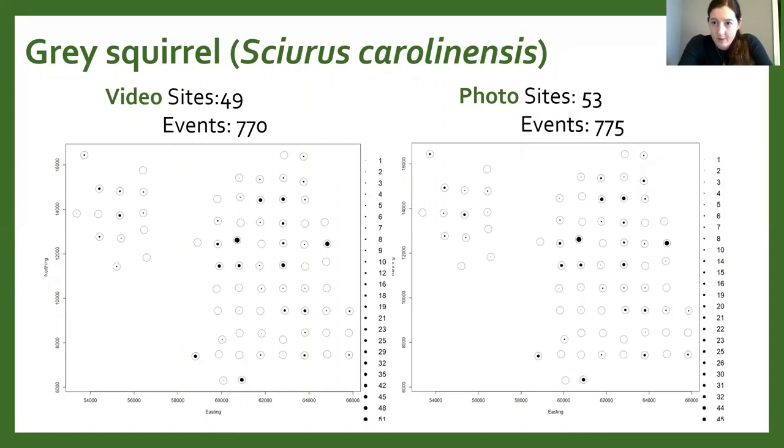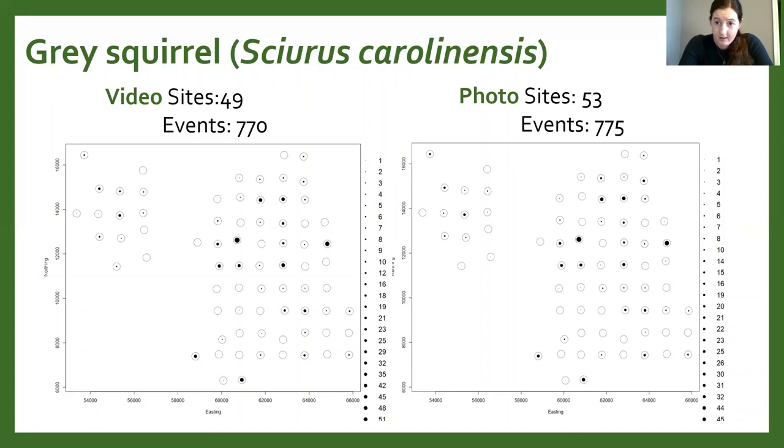Another species that we haven't really mentioned yet, but that is of interest, is the grey squirrel. This is because it is another invasive non-native species and is often of interest to forestry managers, as it can do damage to trees. And they are fairly abundant throughout the forest.